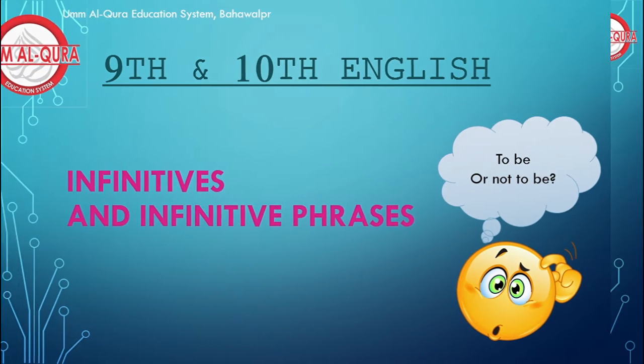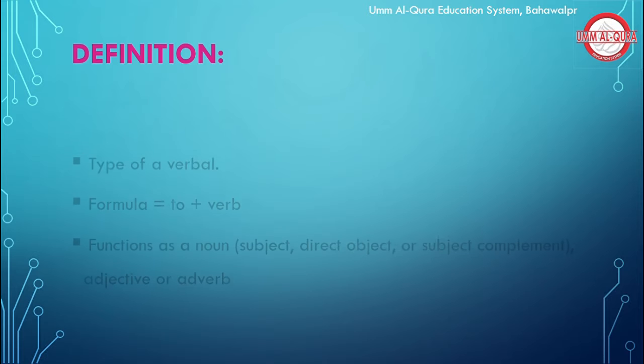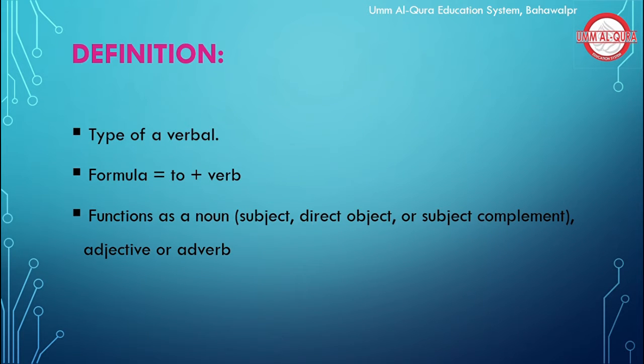Okay, so I will begin my lecture with the definition that infinitives are a type of verbal. Verbals are those grammatical items that function as different parts of speech. Okay, the formula of infinitives is to plus verb. Keep in mind that infinitives always occur as to plus first form of verb, without s or es.